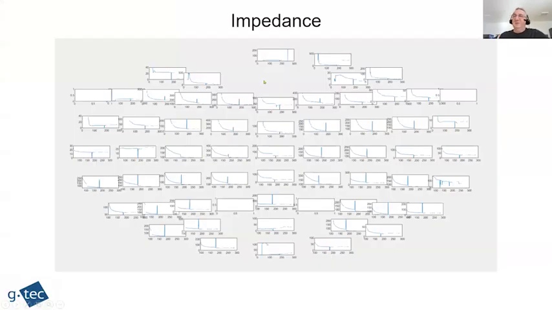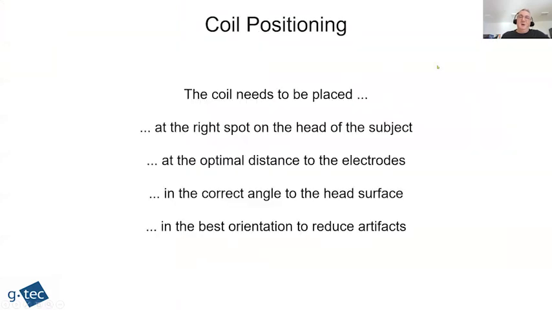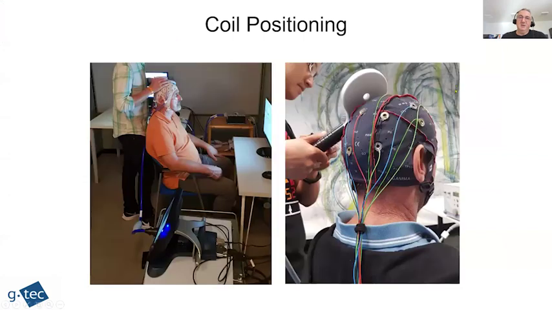Also, another curiosity about the impedance: when you prepare the skin, the scalp, usually it takes up to 3 minutes for impedance to settle down. About the coil positioning, it should be at the right spot on the head, and it should be at the optimal distance to the electrodes, at the correct angle, and tangential to the head surface. And by using the neuronavigation, that would be the easiest way to achieve it.